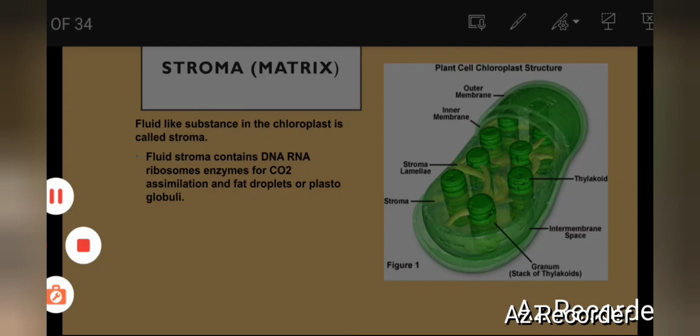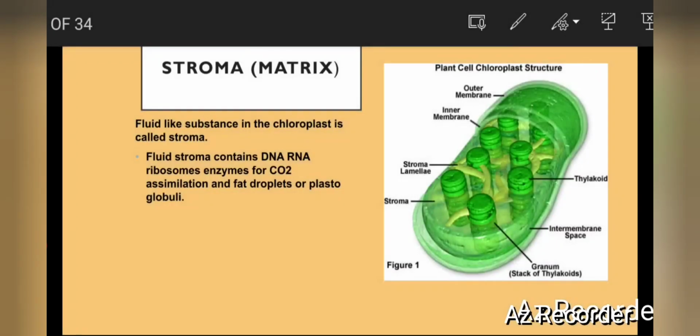Fluid-like substance is also present in the chloroplast, that is called the stroma. The fluid stroma contains the DNA, RNA, ribosomes, enzymes for the carbon dioxide assimilation. Fat droplets are also present. They are also called the plastoglobuli.